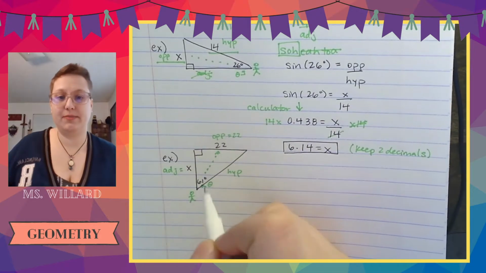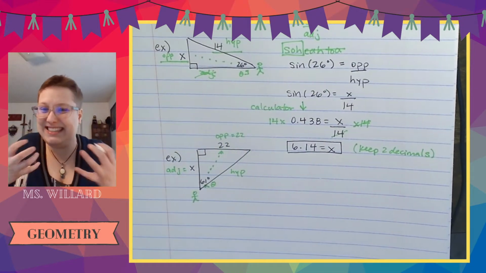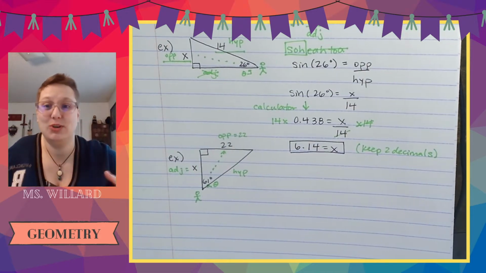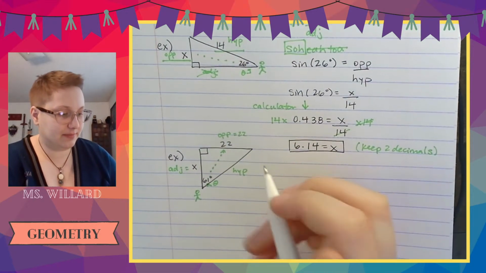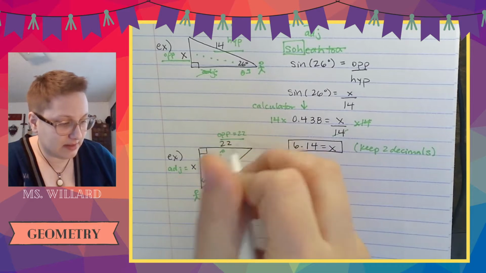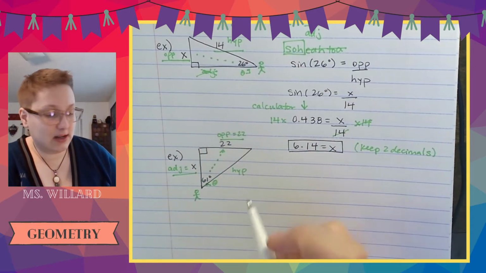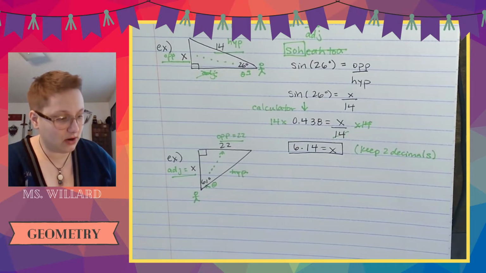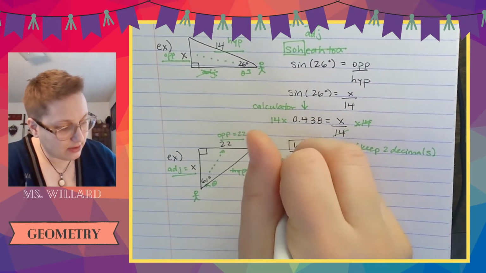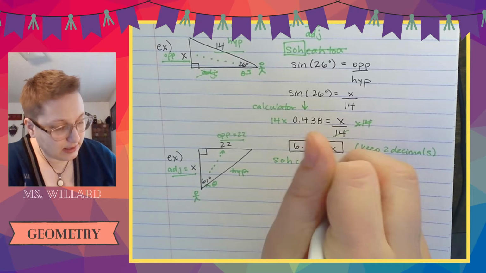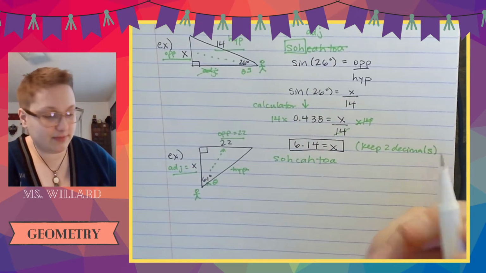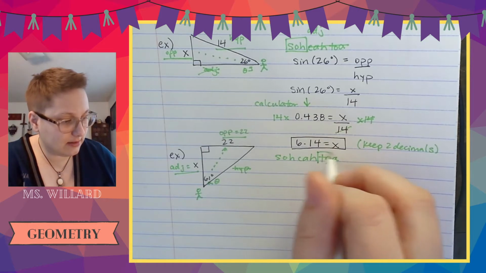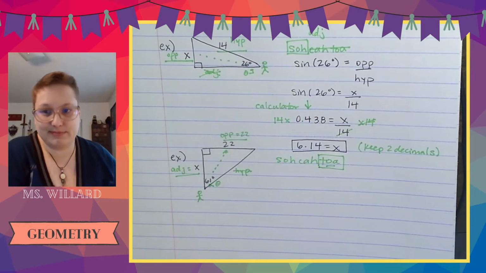Okay, so this is the part that confuses people the most, which one do I use? So here's the deal. I know the opposite and I want the adjacent. So hypotenuse has nothing to do with this. So out of SohCahToa, which one am I going to use? Well, opposite and adjacent is TOA. So I'm going to use tangent.